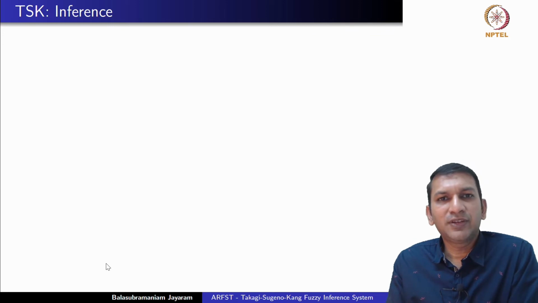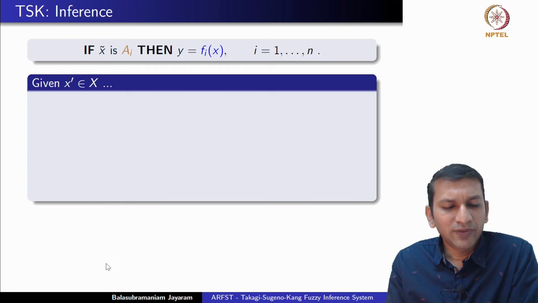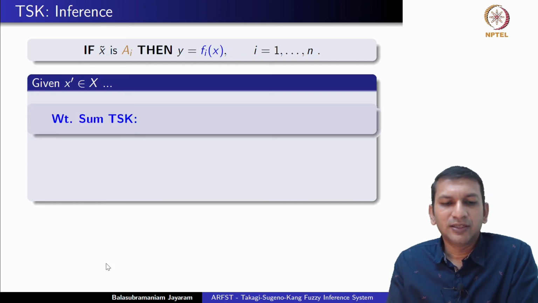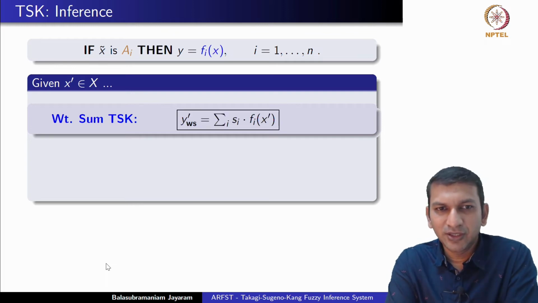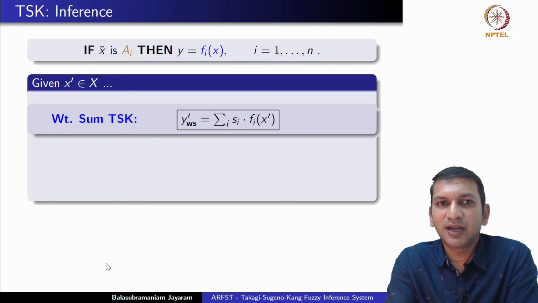Let's look at the inference itself. There lies another difference here. So this is the rule base that we are considering. Note that the output or the consequent functions fi are functions of x. So now, given an x dash in x, the weighted sum TSK is given like this. The output y dash is obtained like this: sigma over si dot fi of x dash. Essentially, it is a weighted sum weighted by si, and fi of x dash is the value that fi takes at the given input x dash.